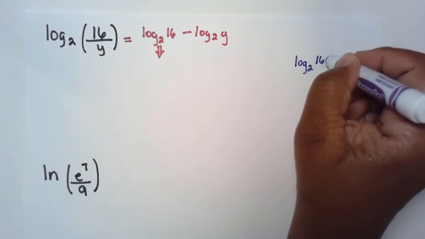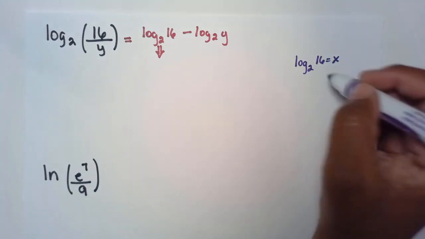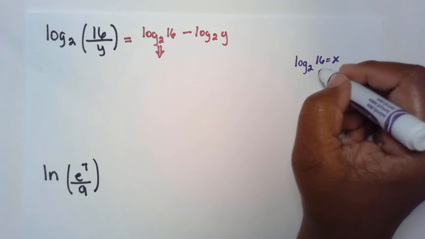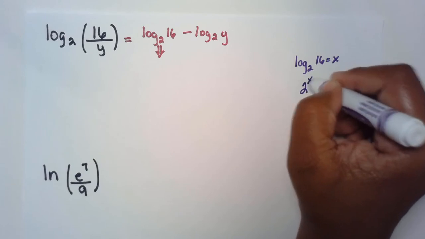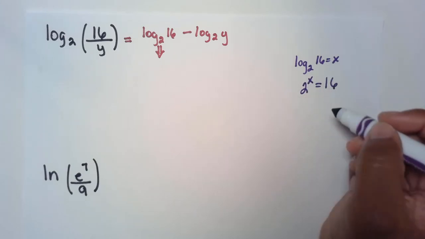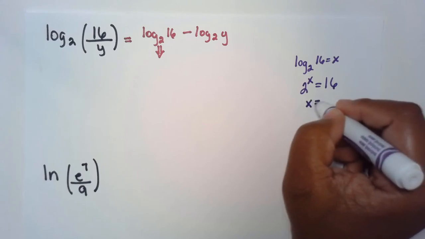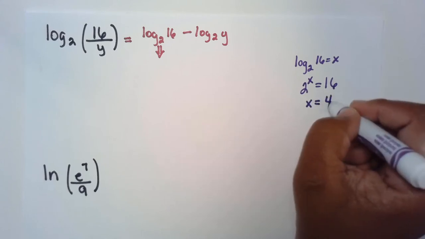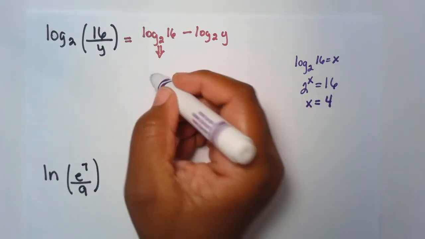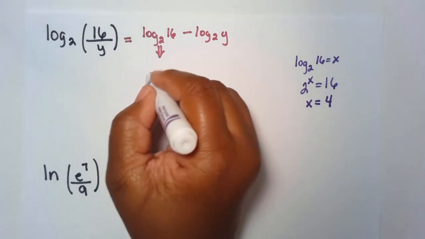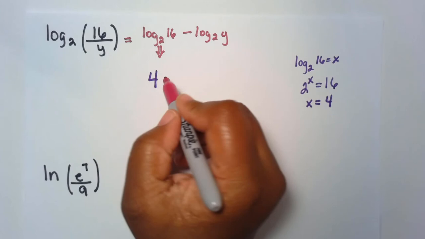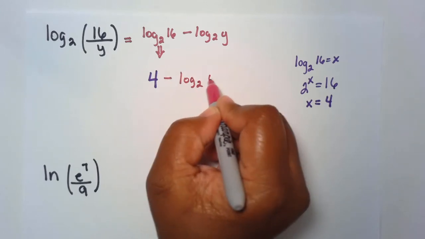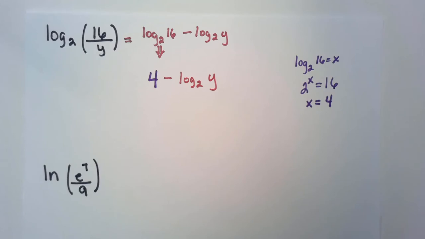And we want to fill in that part. So we're going to convert log base 2 of 16 equals x into exponential form. So we have 2 to the x power is equal to 16. Well, what will x be? x will be 4. Therefore, log base 2 of 16 is going to be 4. And then we have minus log base 2 of y. Next example.